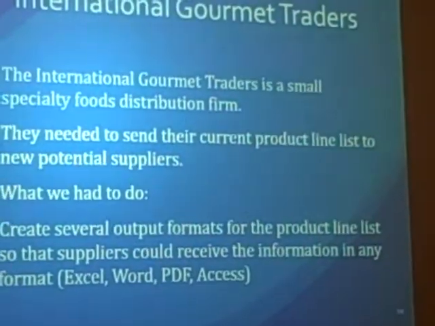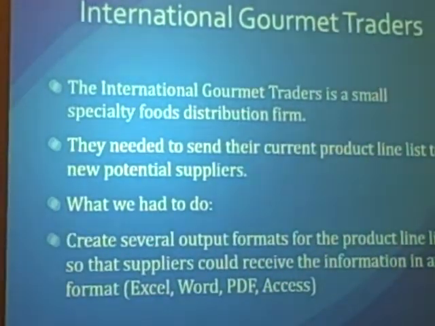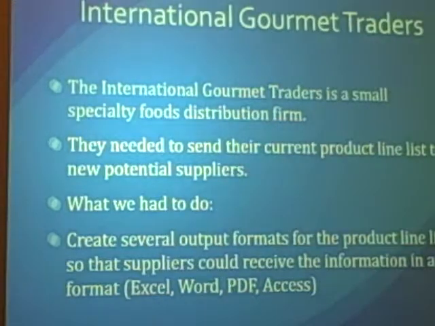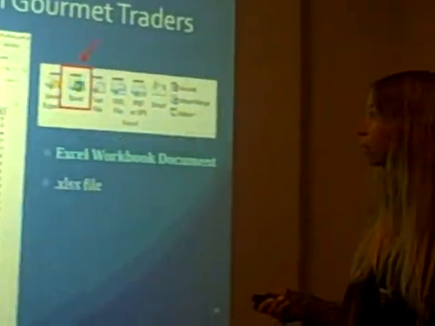Okay, so next, the International Gourmet Traders. It's a small specialty foods distribution firm, and they needed to send their current product line list to new potential suppliers. So what we had to do was to create several output formats for the product line list so that suppliers could receive the information in any format, which would be Excel, Word, PDF, and Access.